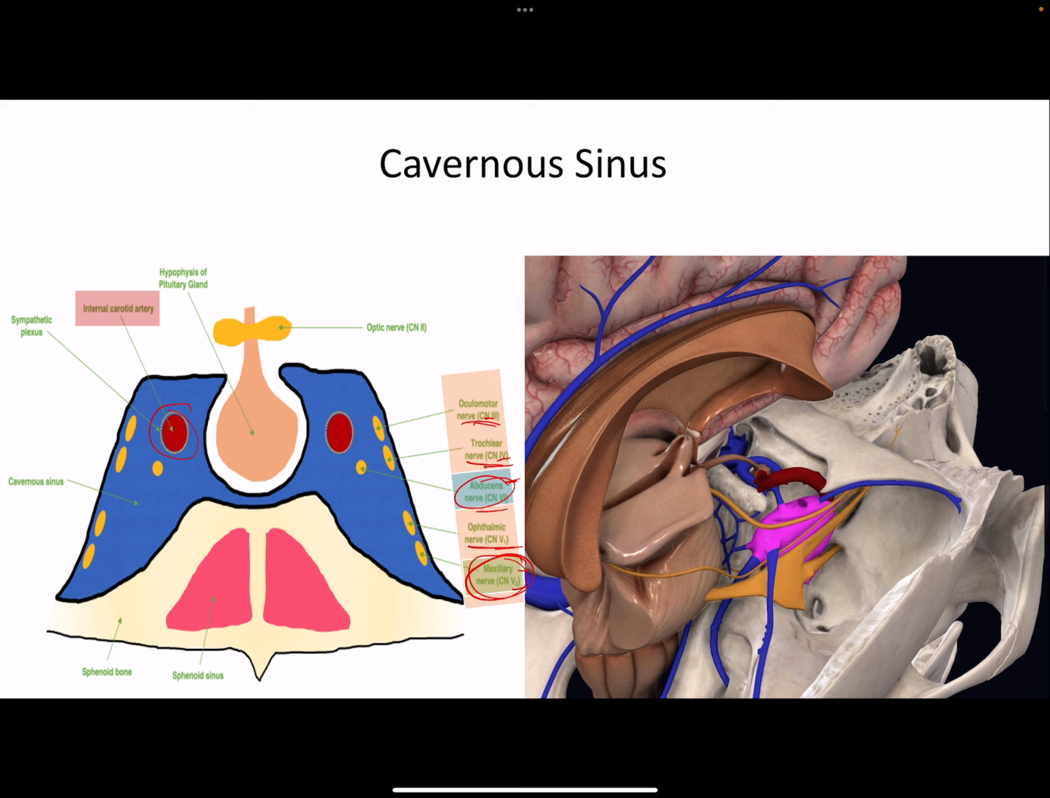And then right in between the cavernous sinus. So here's our cavernous sinus and here's our cavernous sinus, and then they're interconnected right here. This is the cavernous sinus of one side. This is the cavernous sinus of the other side. And again, right in the middle here, we have our pituitary. And then above that is of course going to be the optic chiasm.